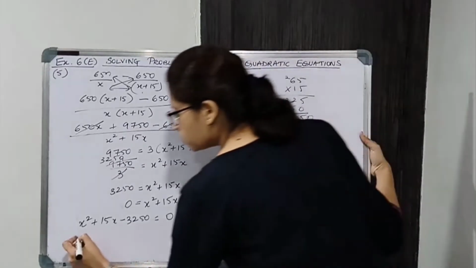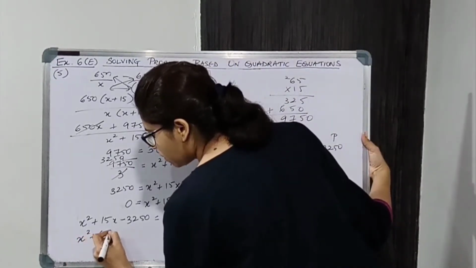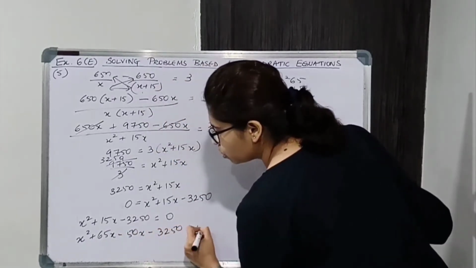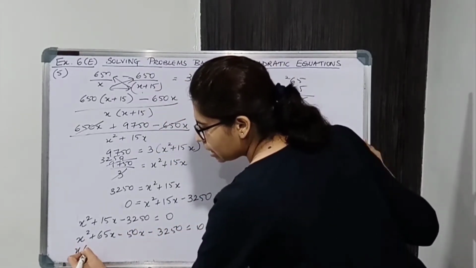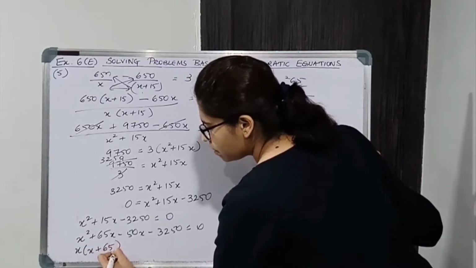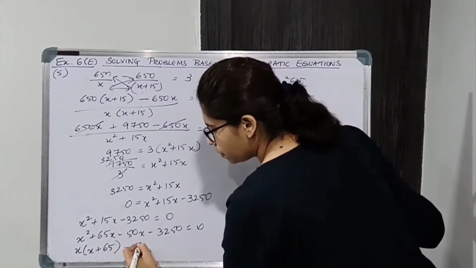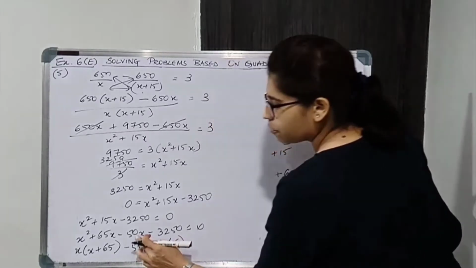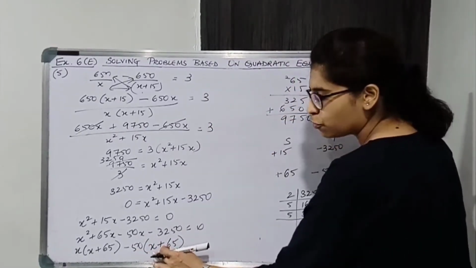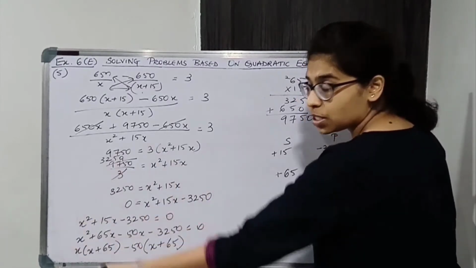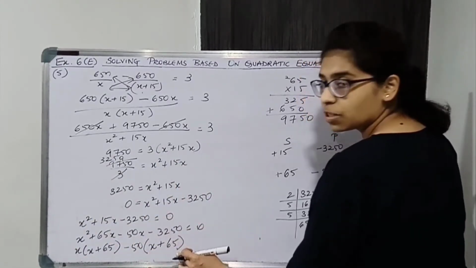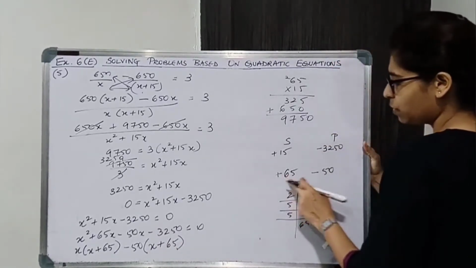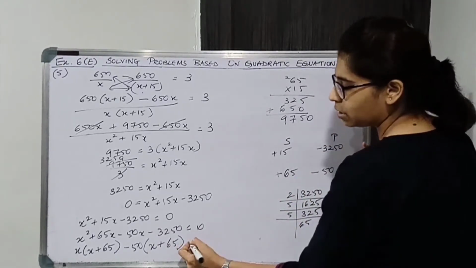So x square plus 65x minus 50x minus 3250 is equal to 0. Taking x common, we are left with x plus 65. You are taking minus 50 common, x plus 65. I have taken 50 common, this will become positive because minus we are taking outside. This becomes positive, even this becomes positive. Alright, 50 into 65 will give you 3250. We just found the factors, so 65 will remain in the bracket.